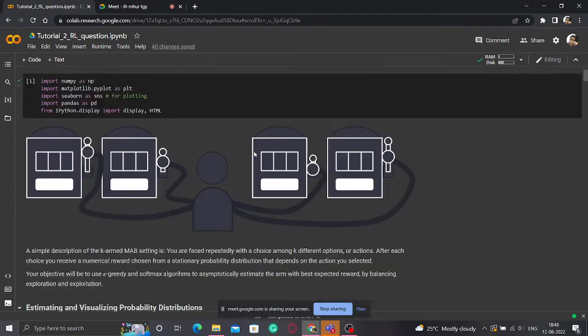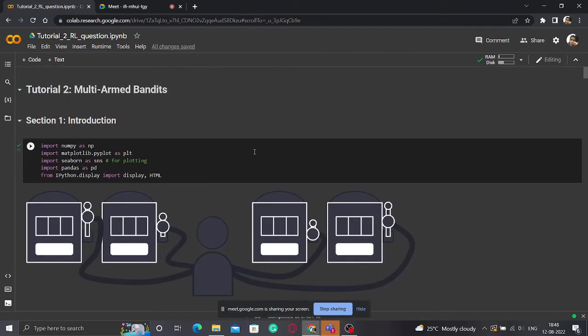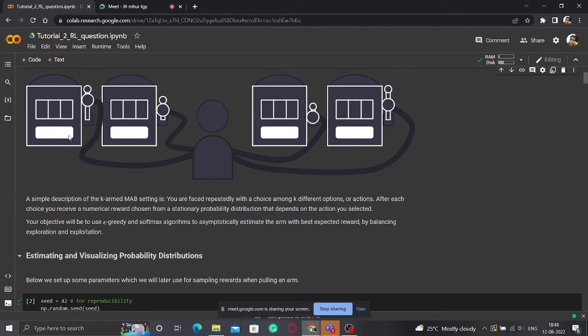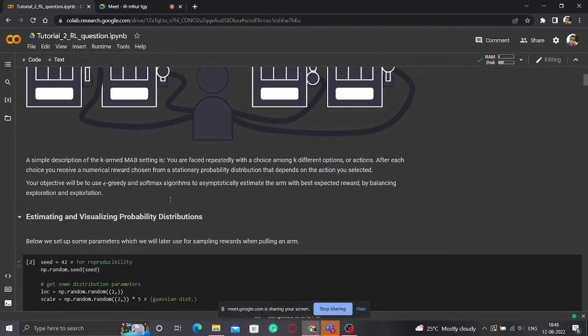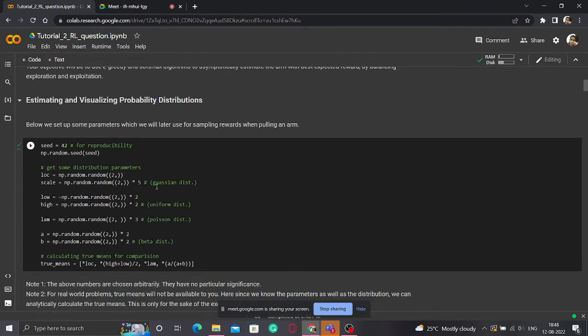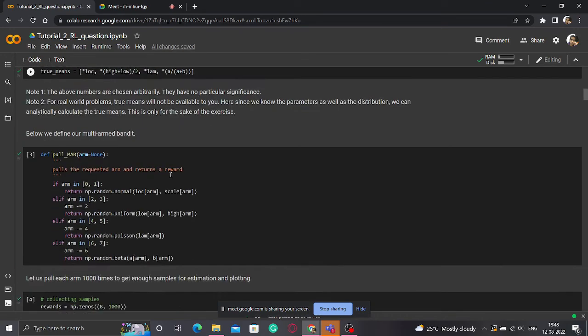Yes, sir. Okay. Anyhow, I'll put this code in the YouTube description so you can check the code anytime you want. So first, I'm defining different distributions for each and every arm. I have two arms which are Gaussian, two arms which are uniform, two arms which are Poisson, and two arms which are beta.